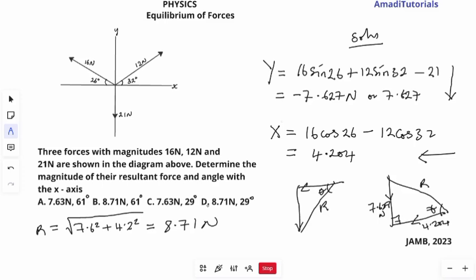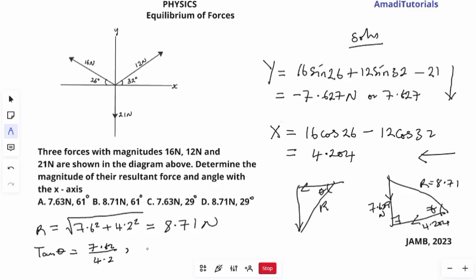For us to know the option that is the real correct answer, we need to find the angle theta. So now our R here is 8.71. You can use any trig ratio to get your angle, cosine or tan, anyone. Let me use tan. Tan theta, tan is opposite over adjacent. So if you have theta here, opposite here is 7.62 over adjacent, which is 4.2.